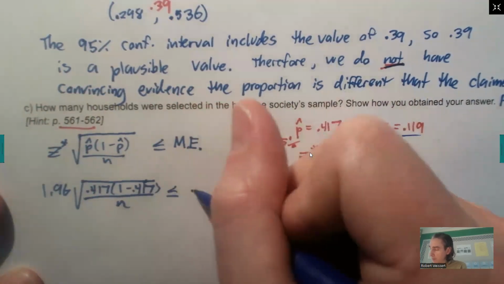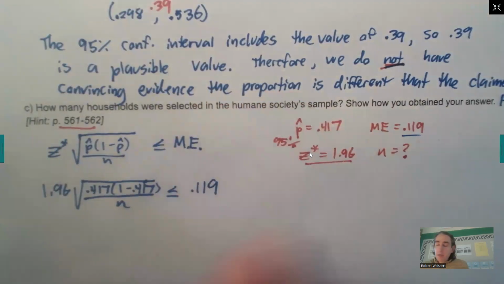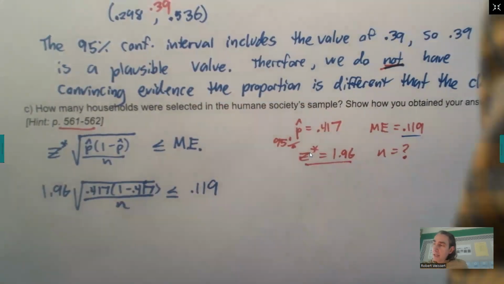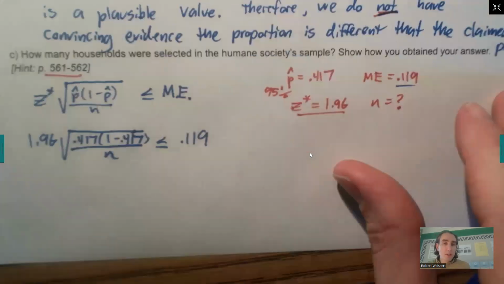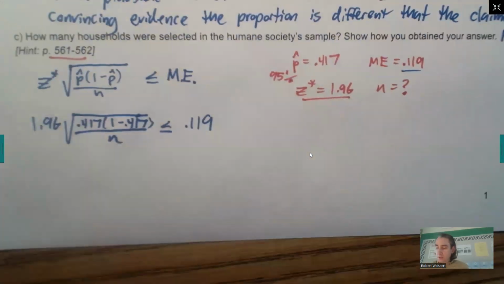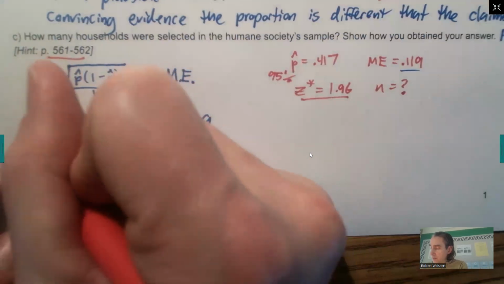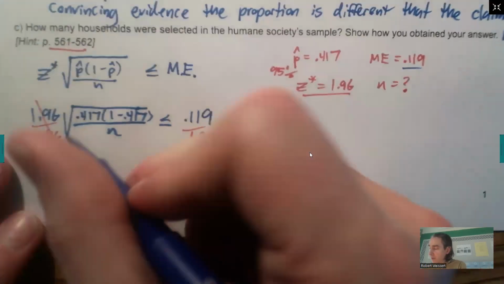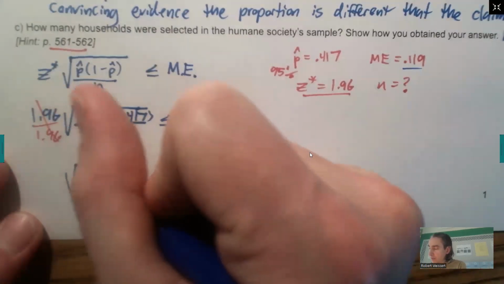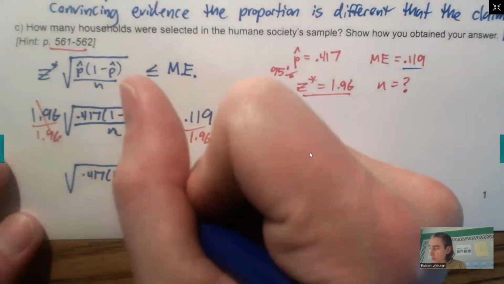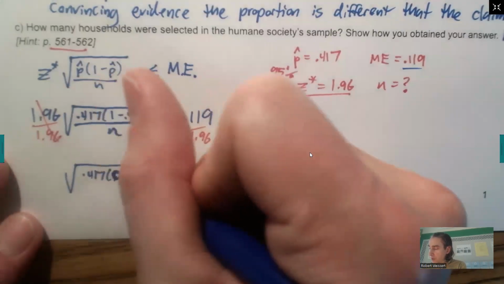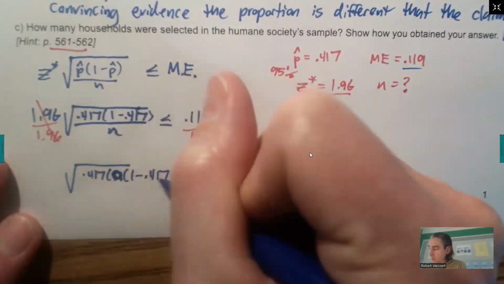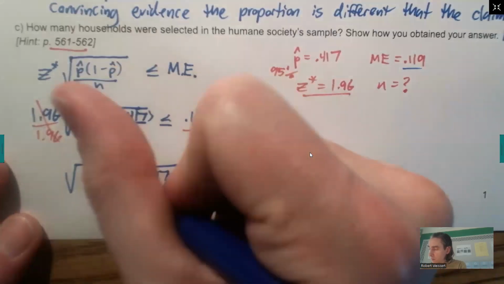Of course, you can guess and check, but that's probably going to take longer than you're willing to spend on a free response question. So let's act quickly. The first step is to divide by 1.96. That's going to get rid of that. And so then you'll have the square root of 0.417, parentheses 1 minus 0.417, over n.